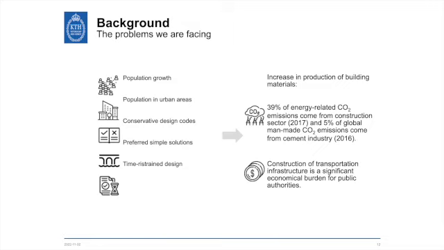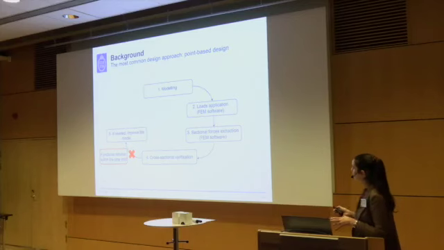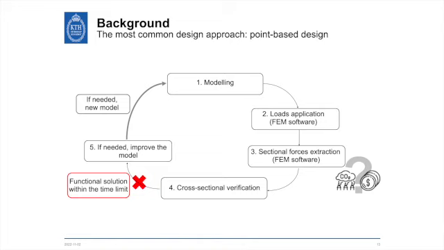But how do we design our structures to consider these problems? This is the simplification of a typical design approach, which is called point-based design. Our engineers start from a model based on their own experience, perform structural analysis, or the steps that you know, and then they perform cross-sectional verification. So they look for functionality of a structure. And that is the only criterion.